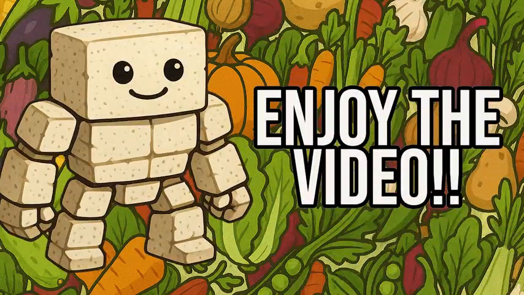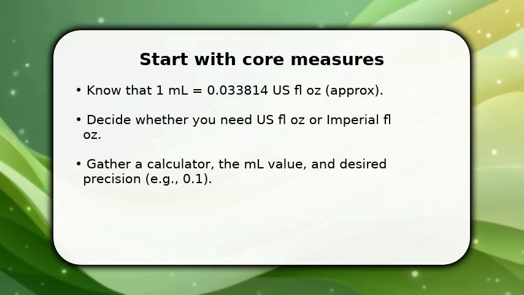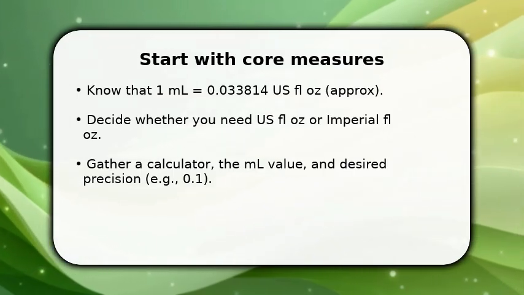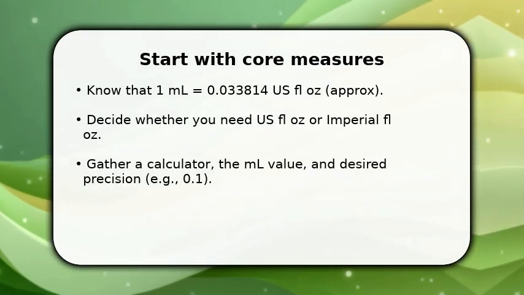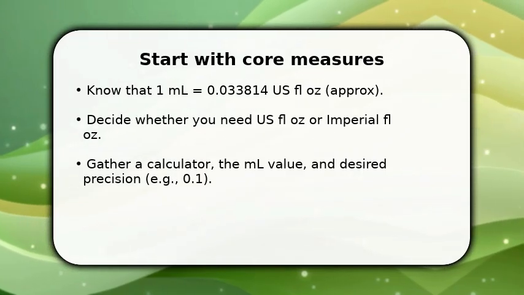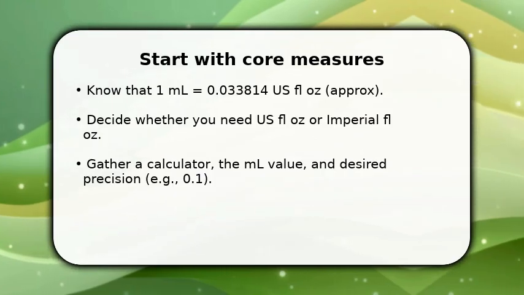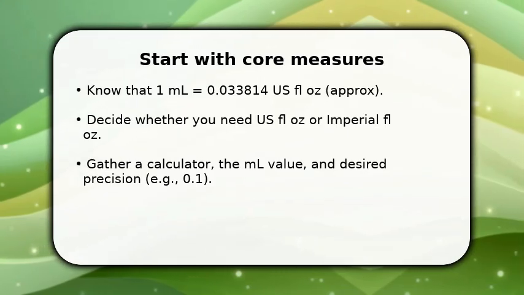Please enjoy the video. You begin by confirming the exact measure you have and the ounce type you need. First, identify whether you're converting to US fluid ounces or imperial ounces. Most recipes use US. Once done, note the ml amount and choose precision, round to 0, 1 or whole numbers depending on use.